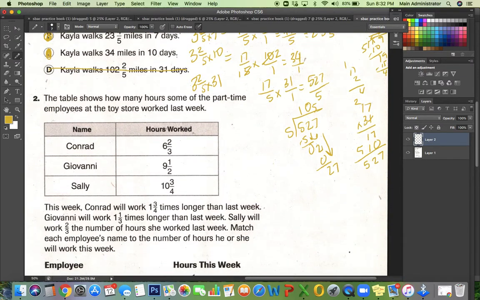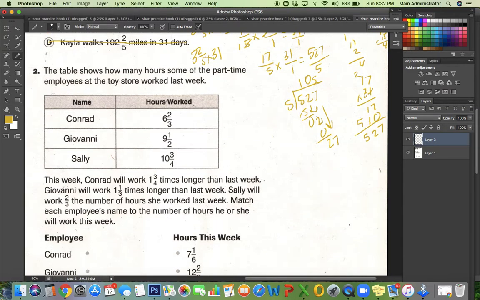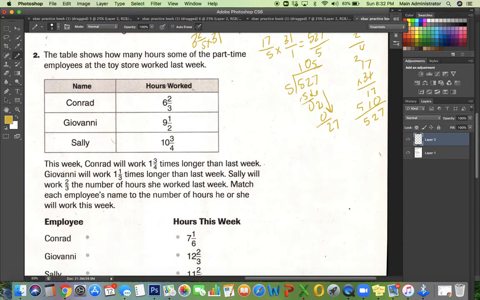Let's take a look at number 2. The table shows how many hours some of the part-time employees at the toy store worked last week. Okay? This week, Conrad will work 1 3/4 times longer than last week, Giovanni will work 1 1/3 times longer, and Sally will work 2/3 the number of hours she worked last week. So she's going to work less. Match each employee's name to the number of hours he or she will work this week.